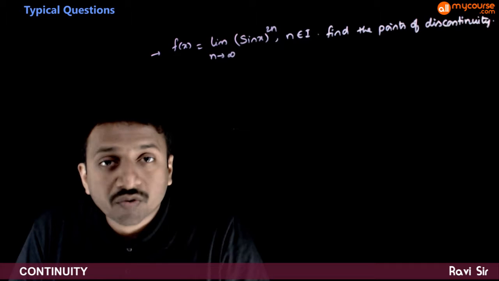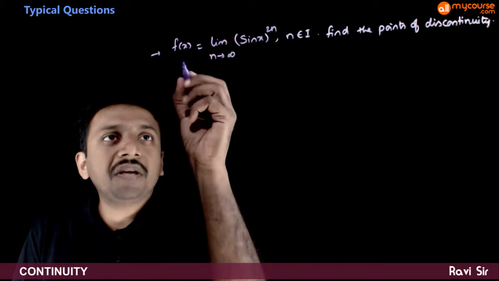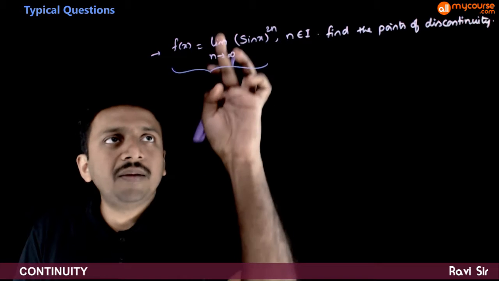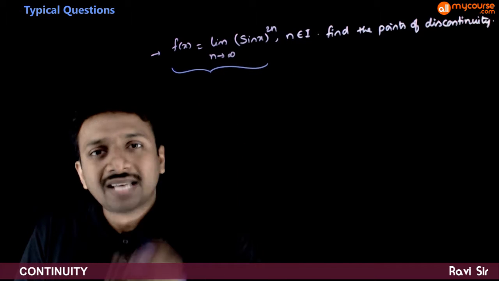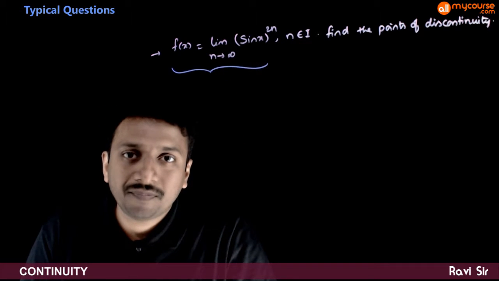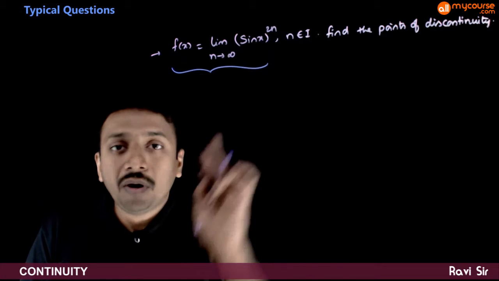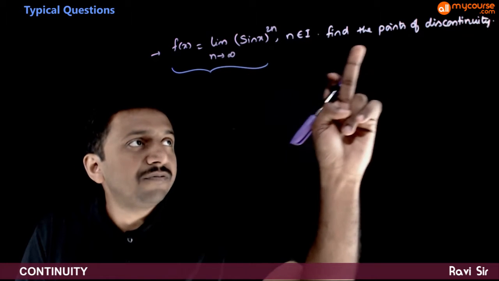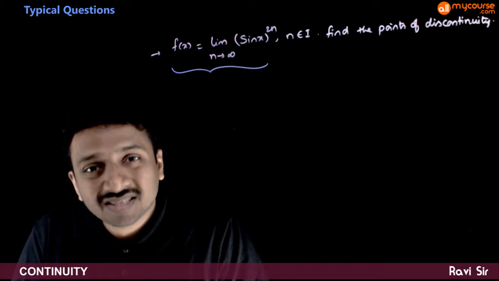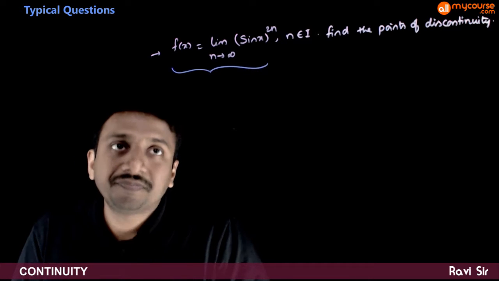So let us take this question. In this question, you're given that f of x is limit n tends to infinity of sin x power 2n, where n belongs to integers. You're asked to find the points of discontinuity of this function.